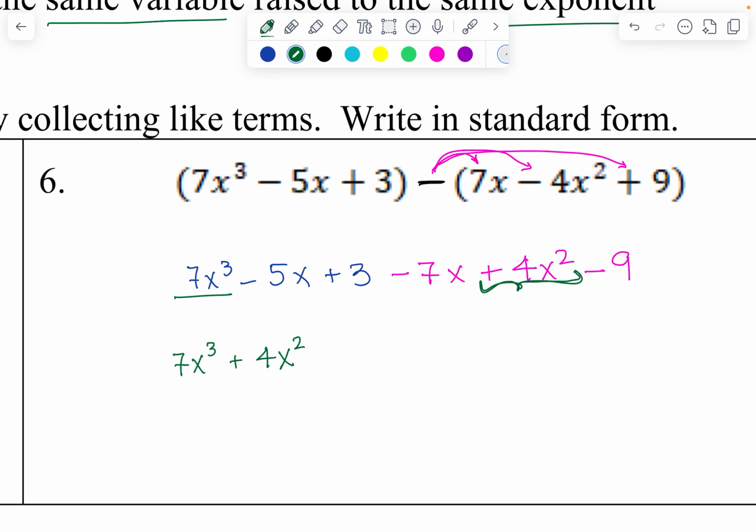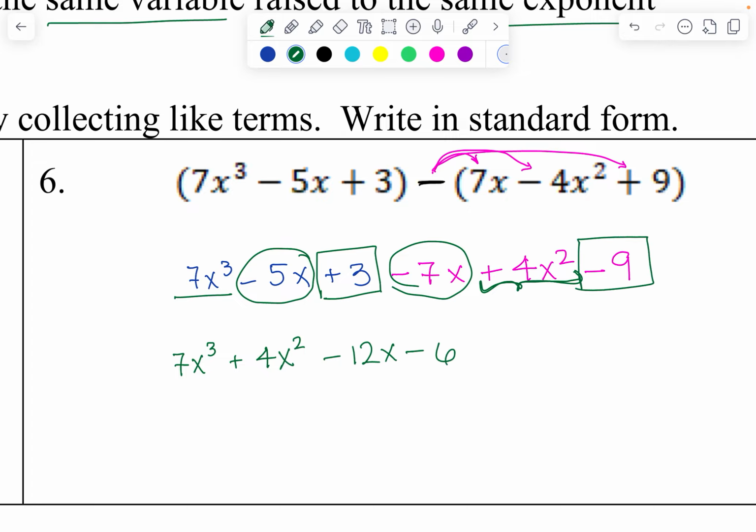And now the family of x's. We've got a negative 5x minus 7x gives us a negative 12x. And last but not least, we've got our constants. Positive 3 minus 9 gives me a minus 6. Quartic, 4 terms. Our polynomial is written in standard form.